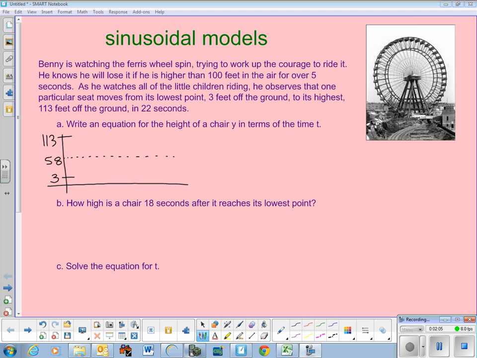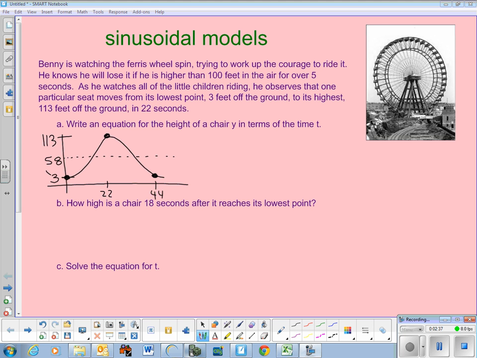And let's just assume he started the clock, depending on which seat he was measuring, and you could change it, you could shift the graph. But let's just say he starts at time 0 when that seat is at the very bottom. And then 22 seconds later, it's at its highest point. So that means at 44 seconds, it was back down here. This is what I meant about a constant speed. We need this thing to be moving at constant speed.